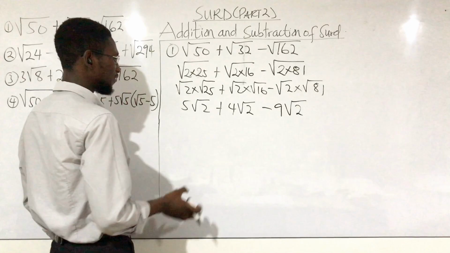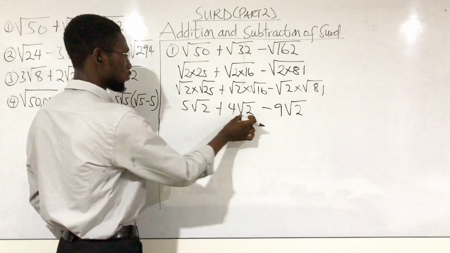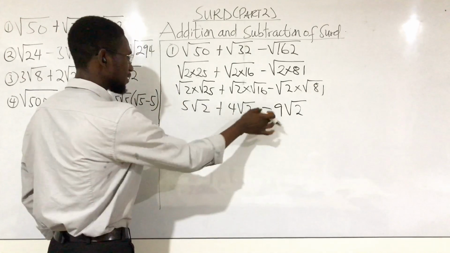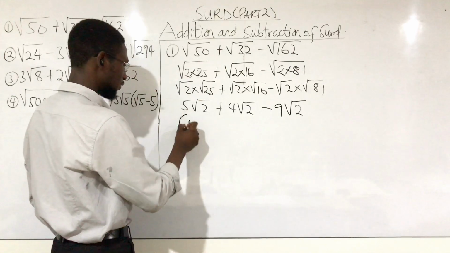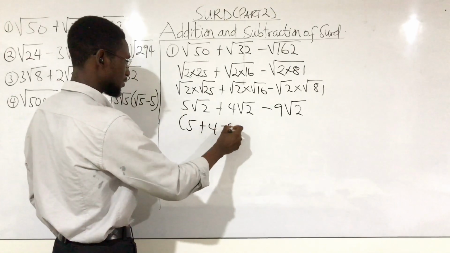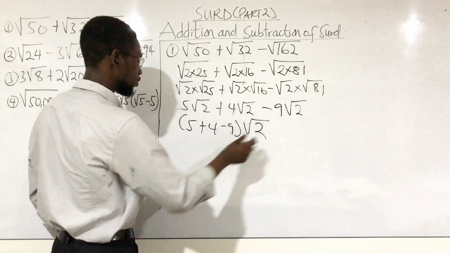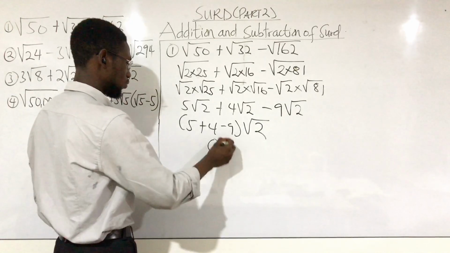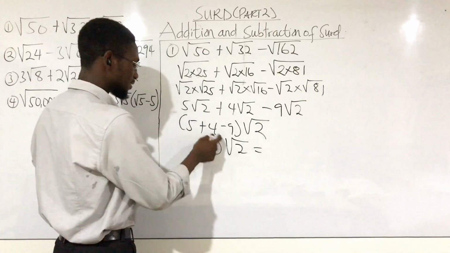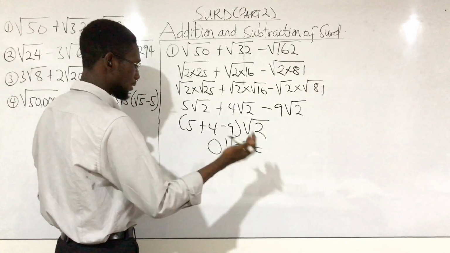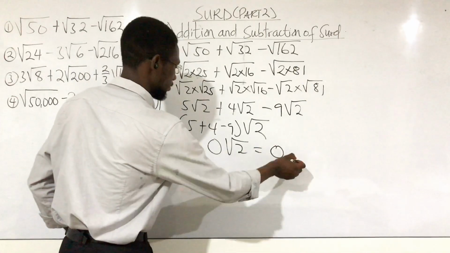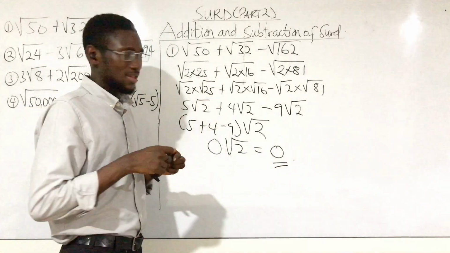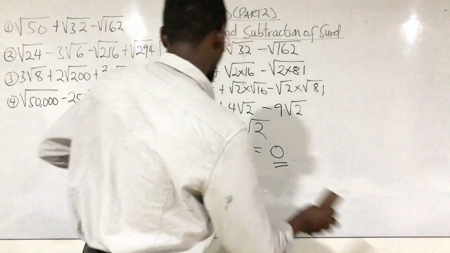So now let's simplify. You have root 2, root 2, root 2. The outside numbers can simplify out to give us 5 plus 4 minus 9, root 2. This is 9 minus 9, 0, root 2. Now since 0 multiplying any number gives you 0. Let's look at the second question.